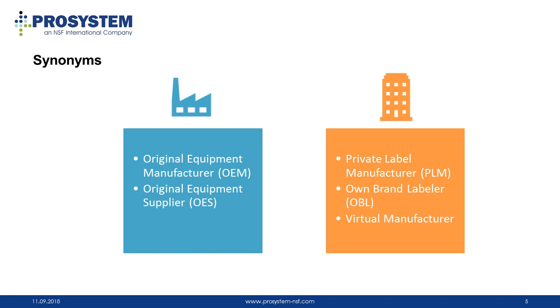There might be some variations in the definitions for some people, that there is a difference between private label manufacturer and own brand labeler. The difference can be about how many changes are made to the final product and to the labeling of the product, but those are only slight variations and they are not always used in the same manner. So this is why these definitions are basically used identically for a similar combination of a manufacturer, an OEM and a PLM.